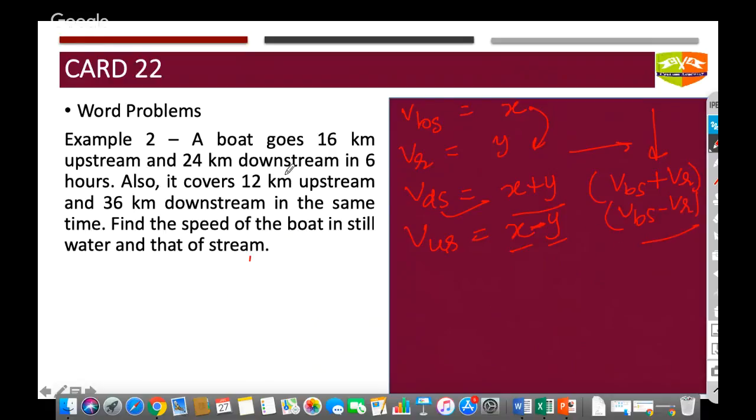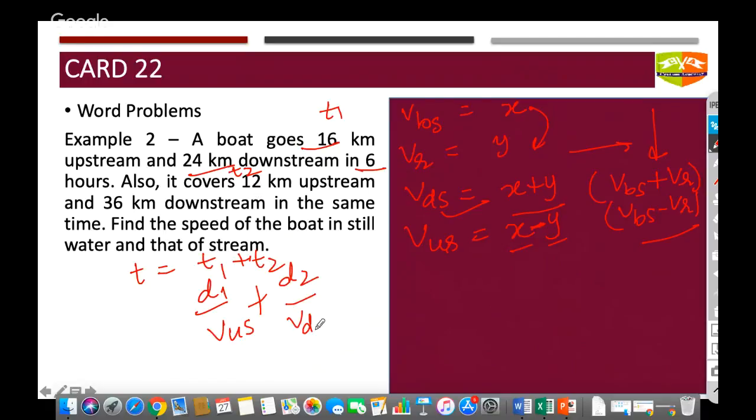Now, the boat goes 16 kilometers upstream and 24 kilometers downstream in 6 hours. So time taken here is T1 and here it is T2. Total time T is equal to T1 plus T2, and time is distance divided by speed. So I'm writing D1 divided by upstream speed plus D2 divided by downstream speed. So 16 divided by x minus y plus 24 divided by x plus y is equal to 6 hours.